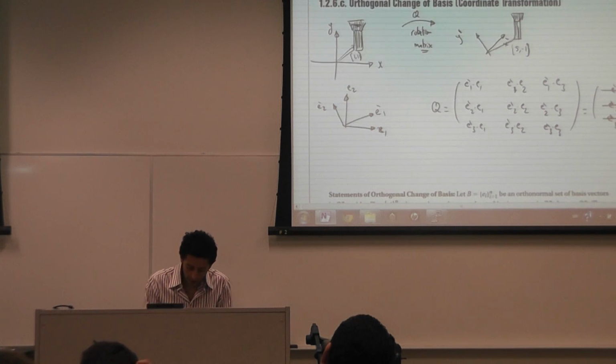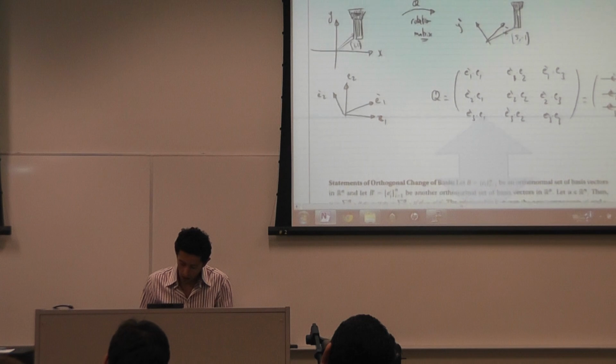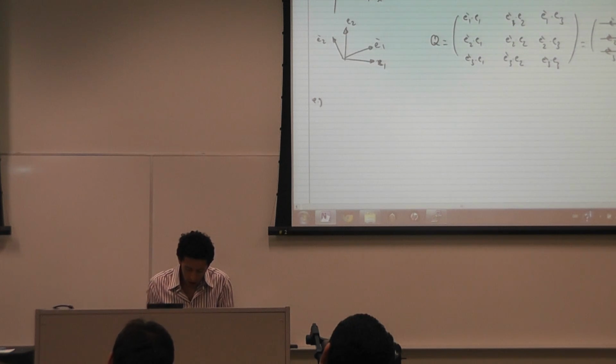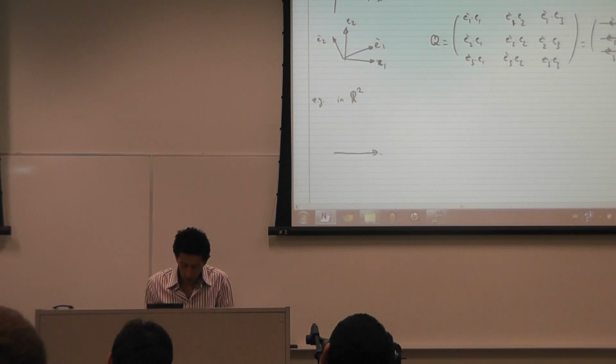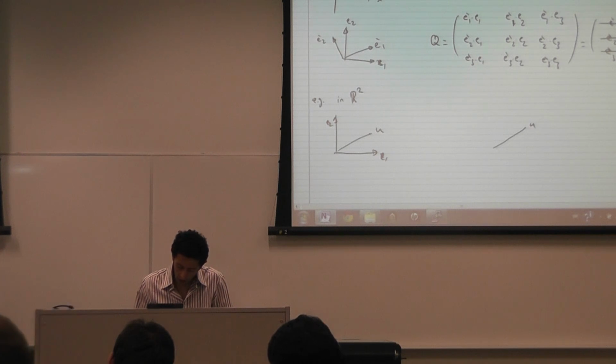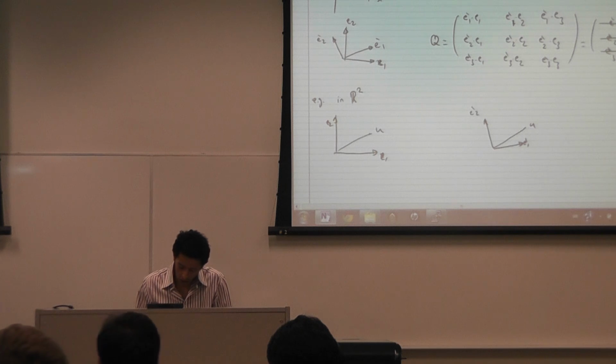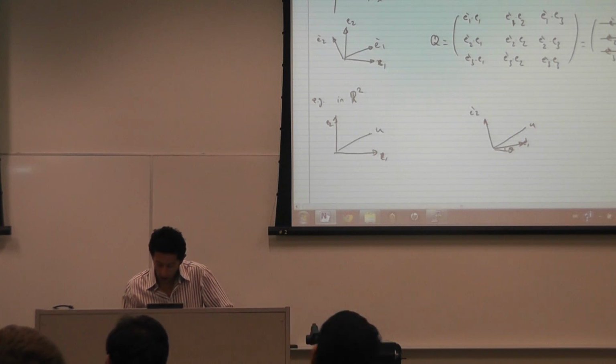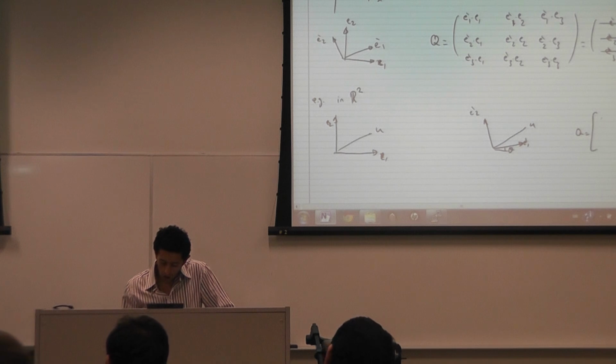And so if, for example, in R2, this is E1 and this is E2 and this is the vector U, the same vector U, and now I'm using E dash 1 and E dash 2 with an angle theta, then Q will be equal to cosine theta, sine theta, negative sine theta, cosine theta.